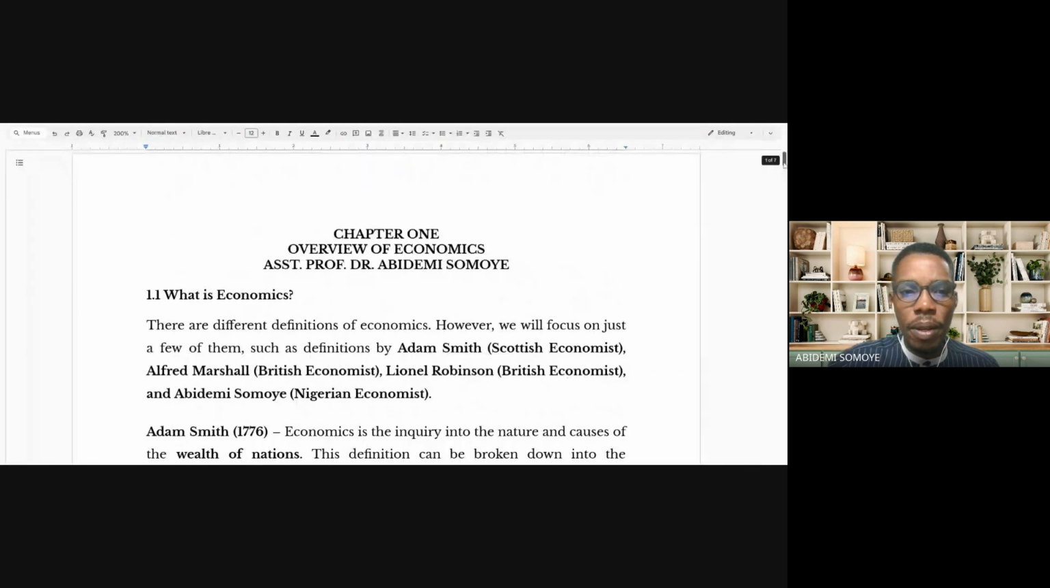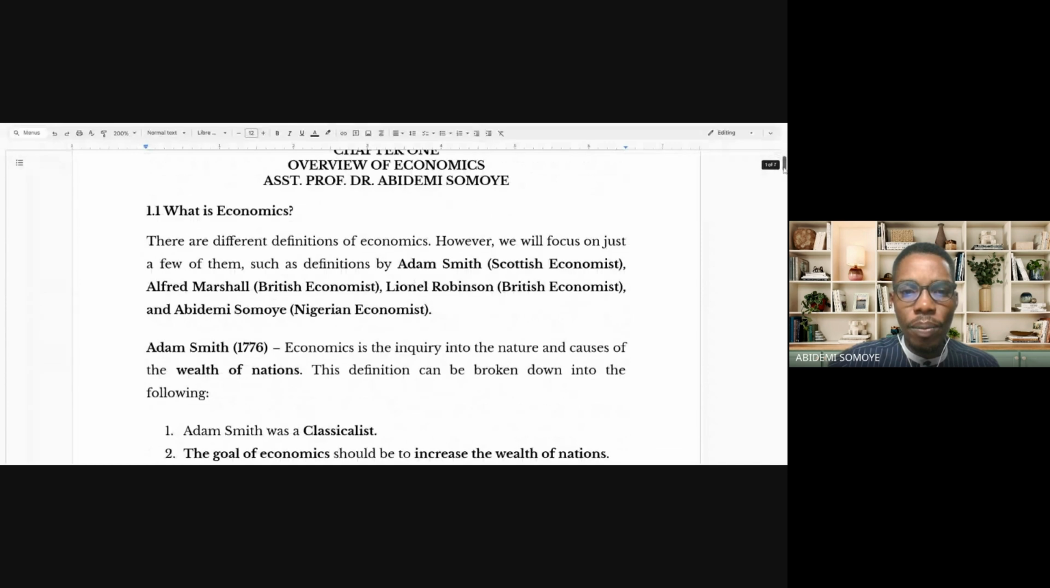So let's look at that of Adam Smith. Adam Smith defines economics as the inquiry into the nature and the causes of the wealth of nations. To simplify this, when we talk of the wealth of nations, what do you think we are referring to? Or today, which nations do we consider wealthy?